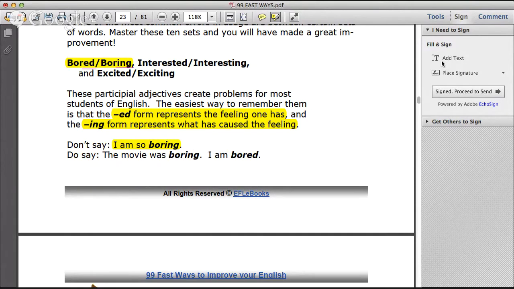All right, very good. So we don't say I'm so boring if you feel bored. You can say the movie was boring, because the movie caused the feeling of being bored. So it caused the feeling. If you say I'm so boring, that means that you cause other people to feel bored.